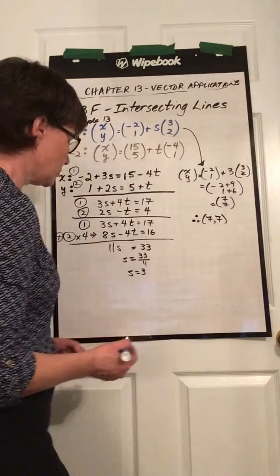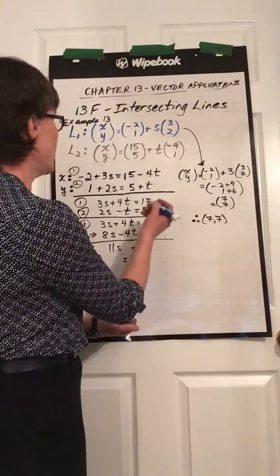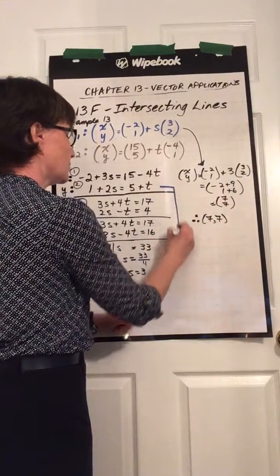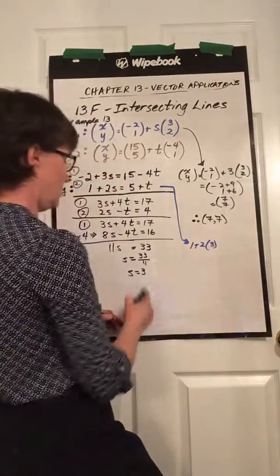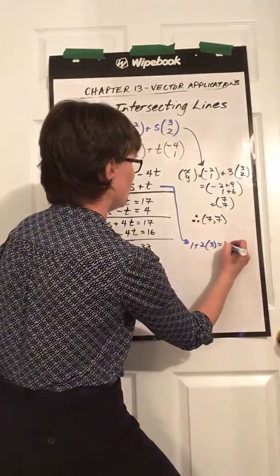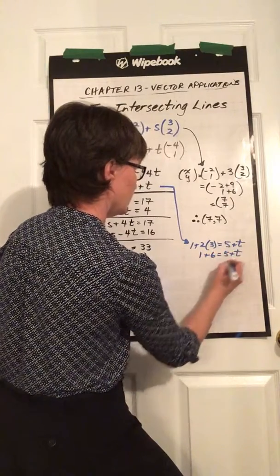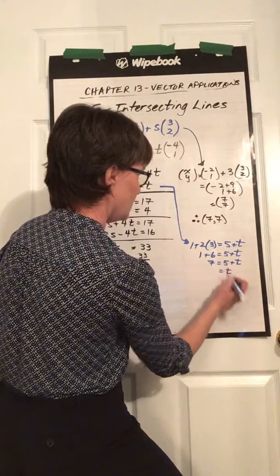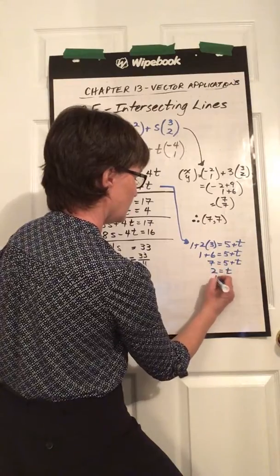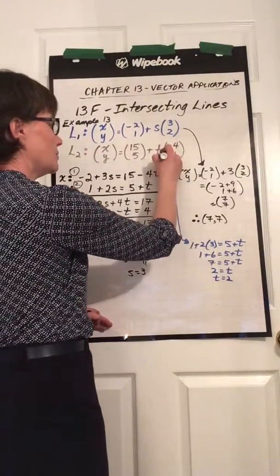Okay, I'm just going to continue as if I had time on a test to double check to make sure I'm correct. I know that s is 3, so I'm going to plug that back into one of my original equations and solve for t. Substitute 3 in for the s. So I have t equals 2. Okay, now I can take that 2 and substitute it here.